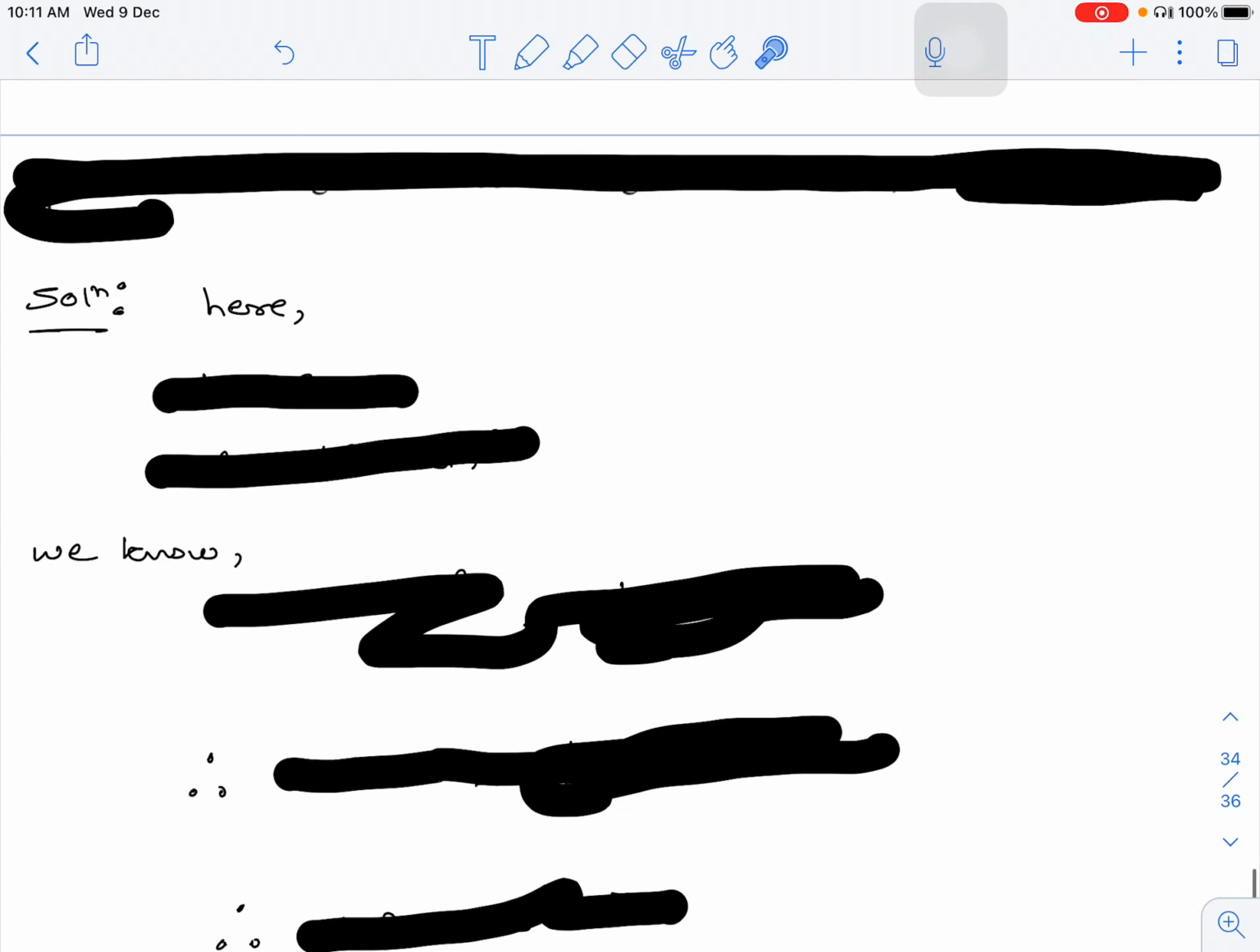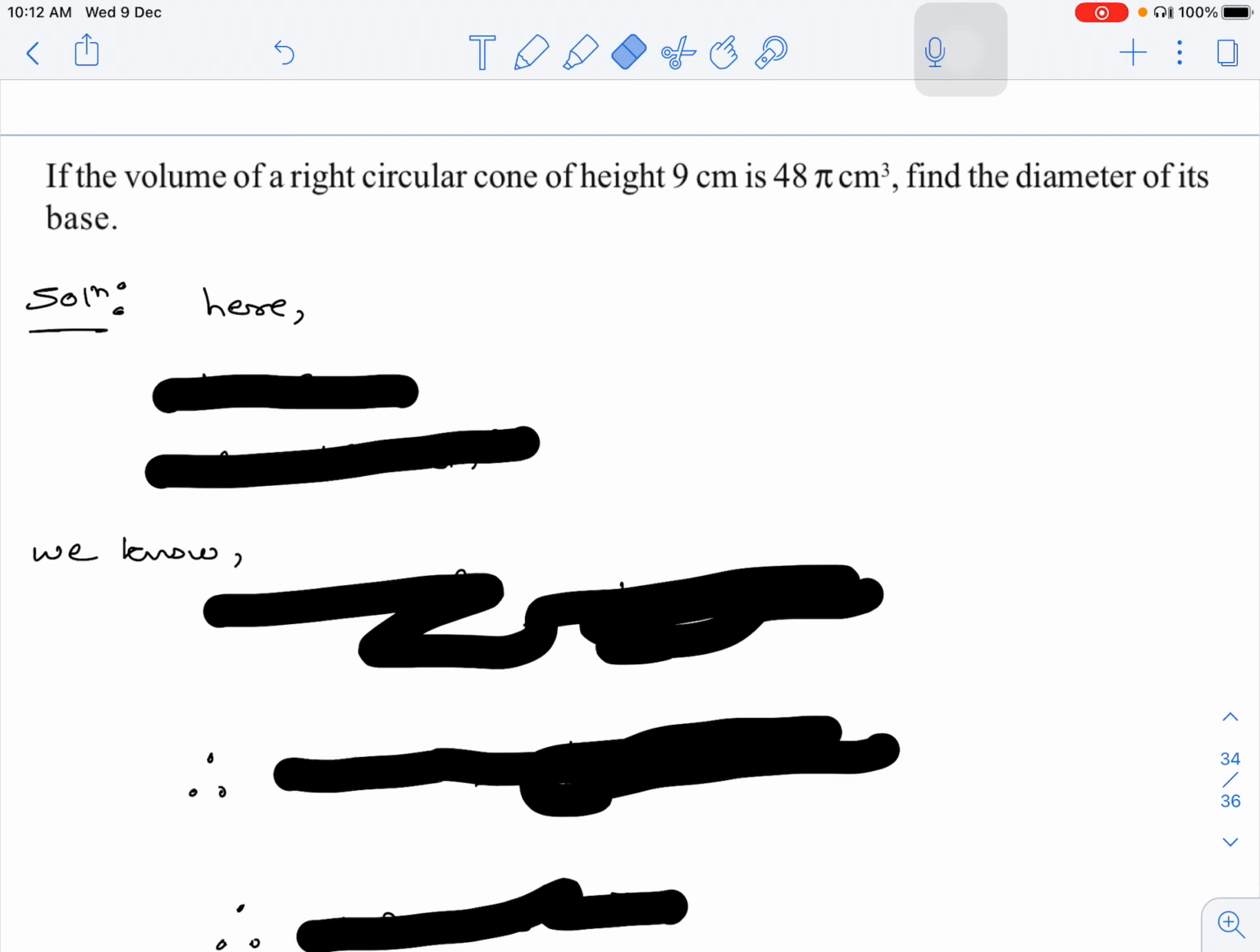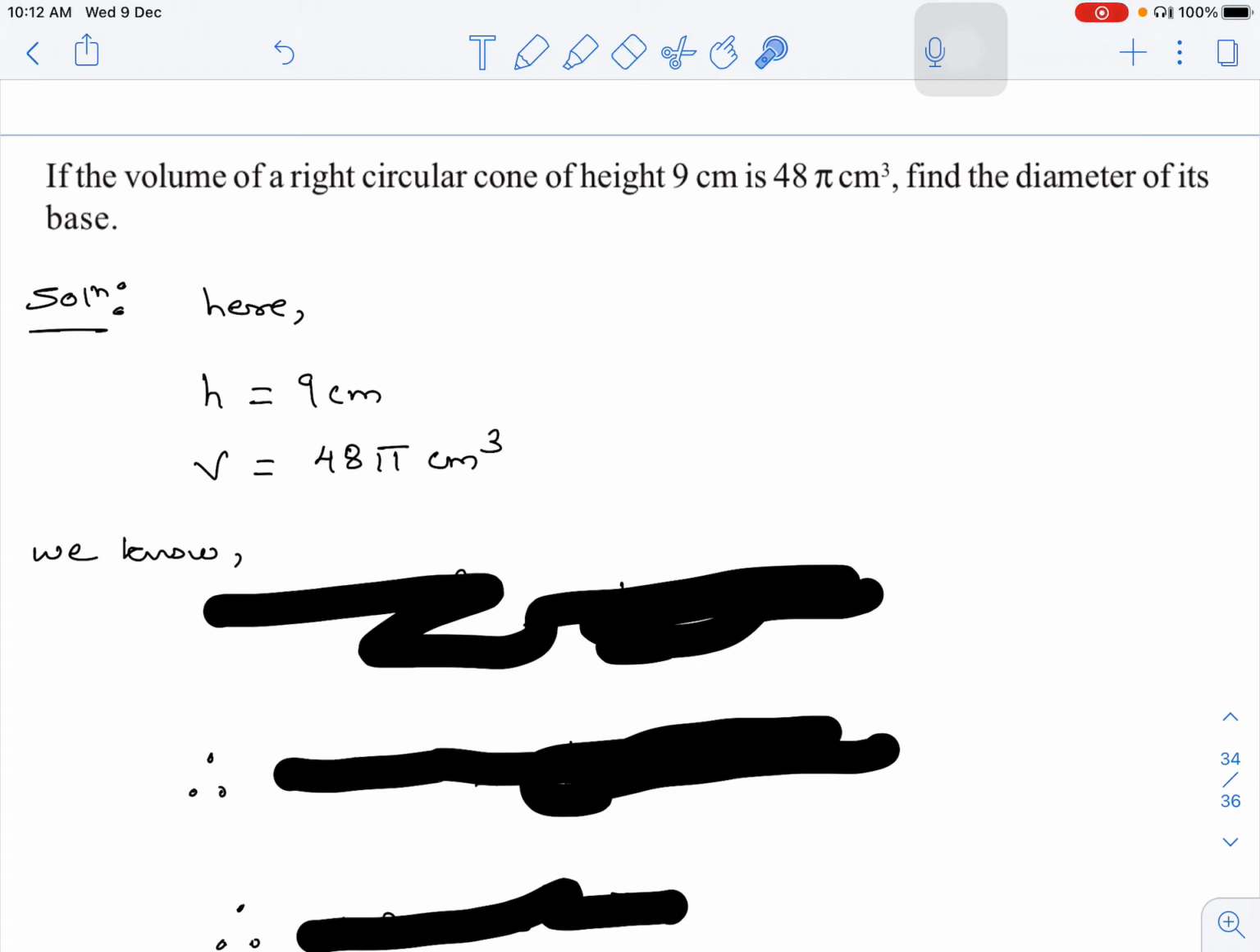Now let us consider the next example. Here it is given: if the volume of a right circular cone of height 9 centimeter is 48 pi, find the diameter of its base. Here we are given the height of the cone and its volume. With the help of these two values, we have to find its diameter. So for finding the diameter, first we will find its radius.